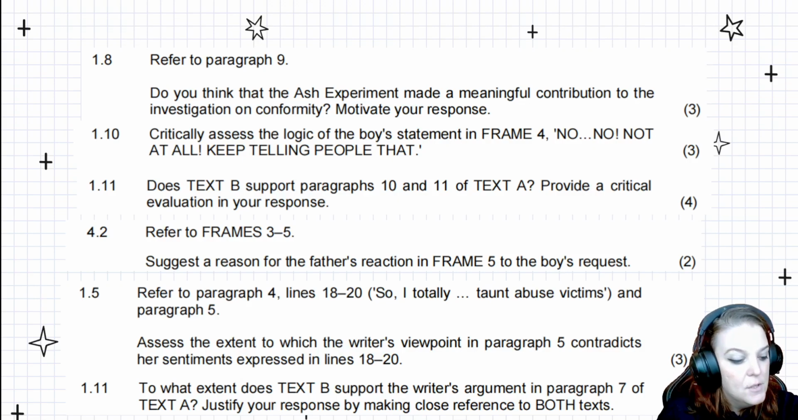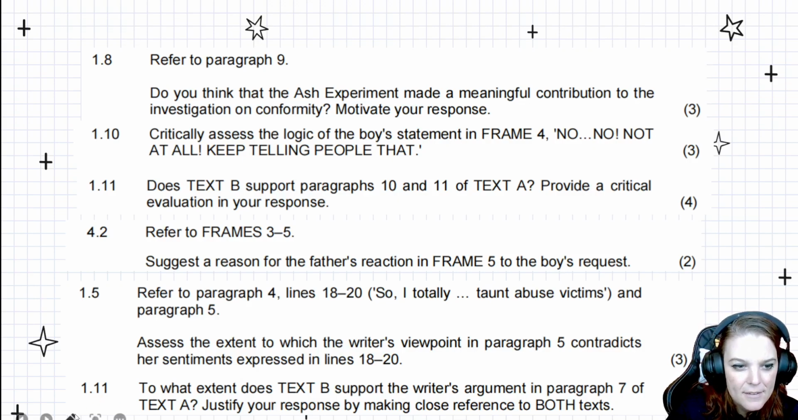So let's look at this first one here. It says, refer to paragraph 9. Do you think that the Asch experiment made a meaningful contribution to the investigation on conformity? Motivate your response. So here, again, they want your own opinion. Here they directly ask, do you think that, right?